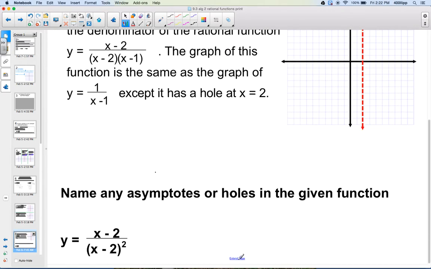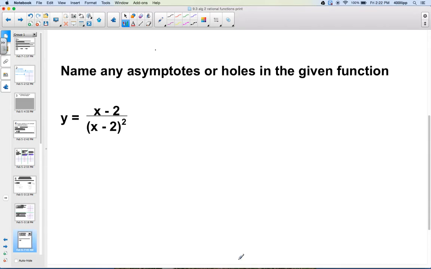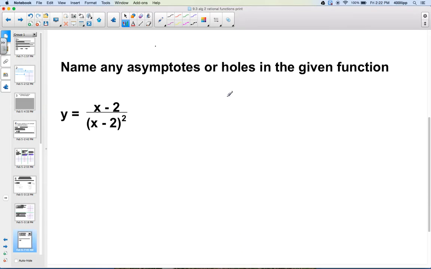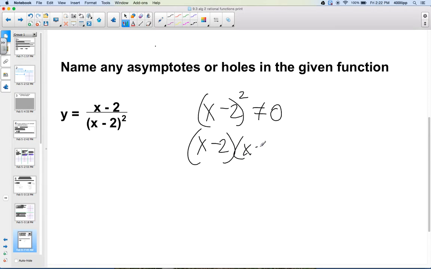Okay, so moving on here. We're going to look at the asymptotes or holes in the given function. So here's what we're going to do. Just like we did in the previous example, we're going to take the denominator and say this cannot equal 0. So we know that we have two of them because of the squared. So we have x minus 2 times x minus 2. That cannot equal 0. Therefore, when I add 2 over, x cannot equal 2.